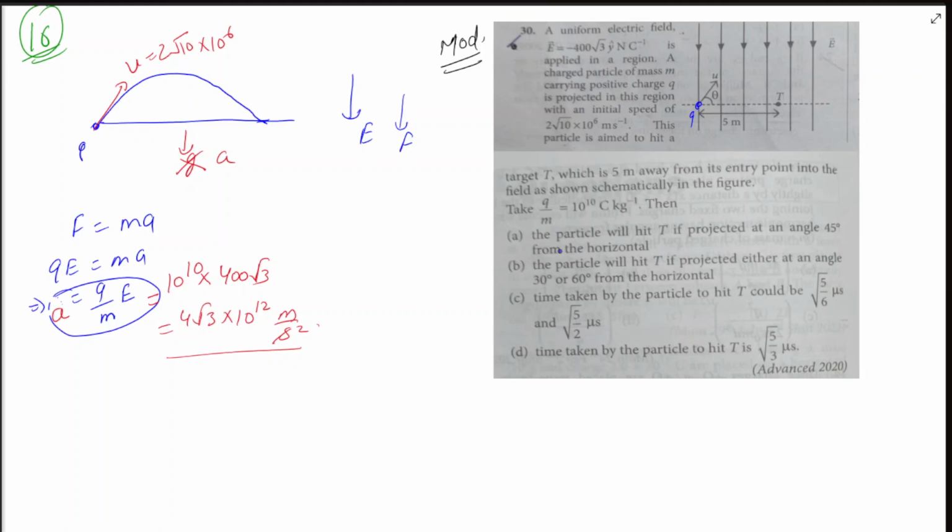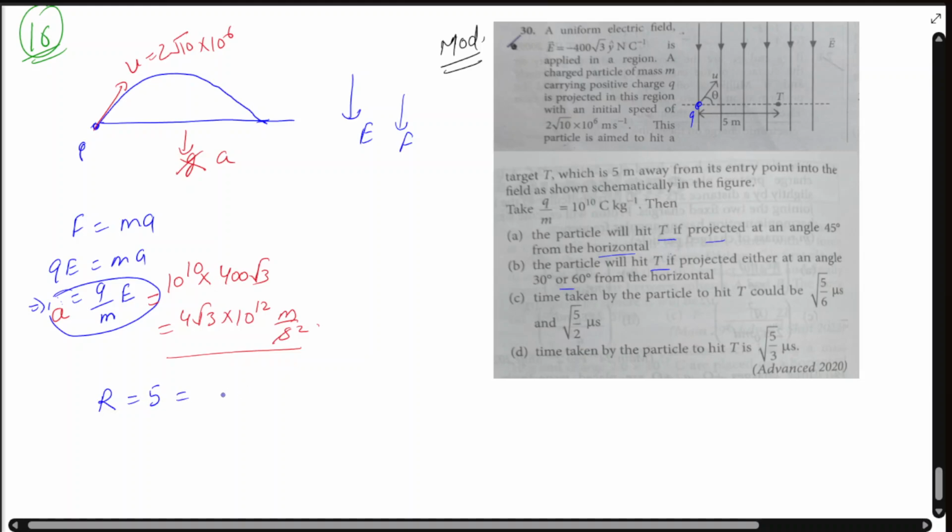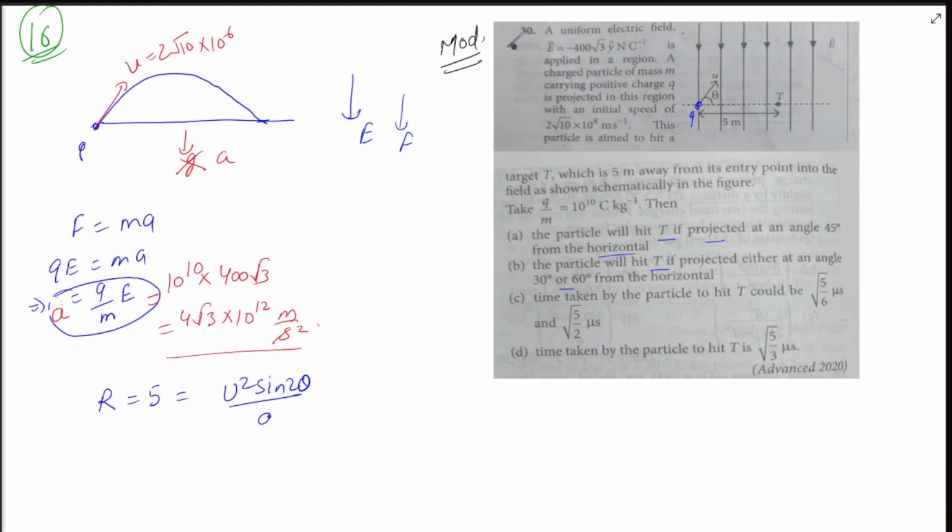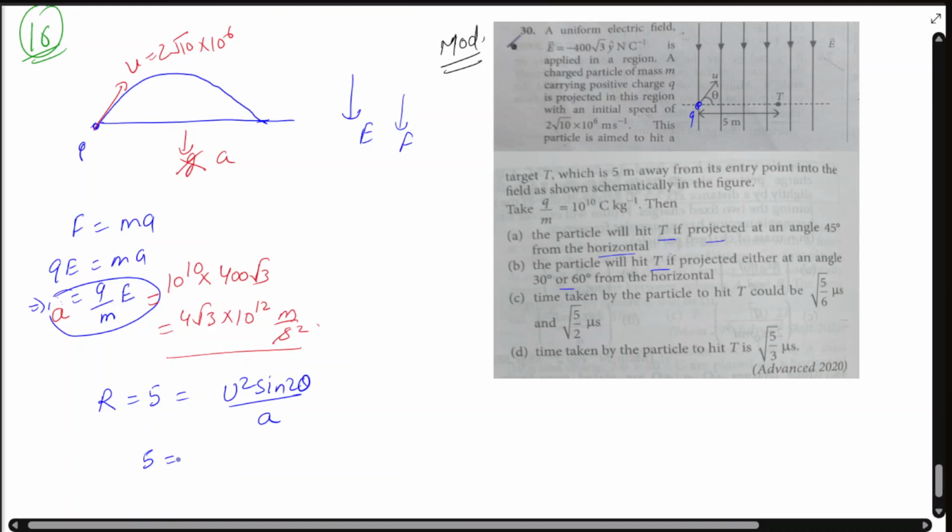Perfect. So first we have to find whether the projectile will hit the target at an angle of 45 degree or not. The particle will hit T if the angle is this. So let's just find the angle, shall we? So range is what? 5. The formula is u square sine 2 theta divided by g, not g, it's a. Okay. So 5 equals u square.